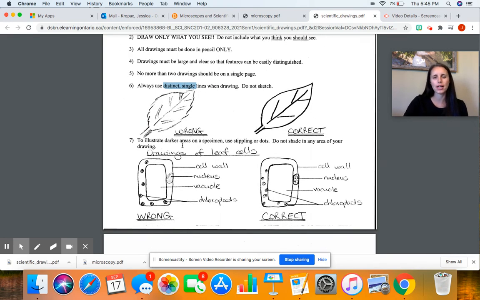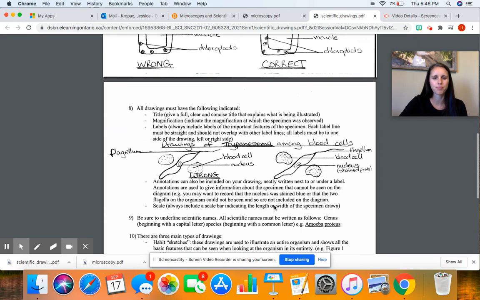When you want to show darker areas, let's say there's a really dark center or an area that's darker than another, you are not allowed to color. You are only allowed to draw lines and dots. So in order to show darker areas, you're going to do what's called stippling. Stippling is where you do a bunch of little dots together, and that shows the illusion of darkness. Here you can see that someone's actually colored these in. Here you can see someone's used stipples, or dots, to show the darker areas.